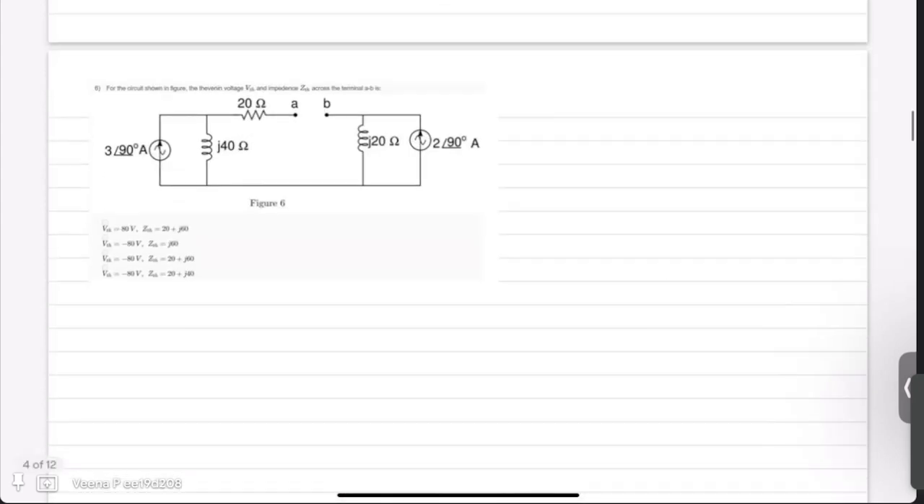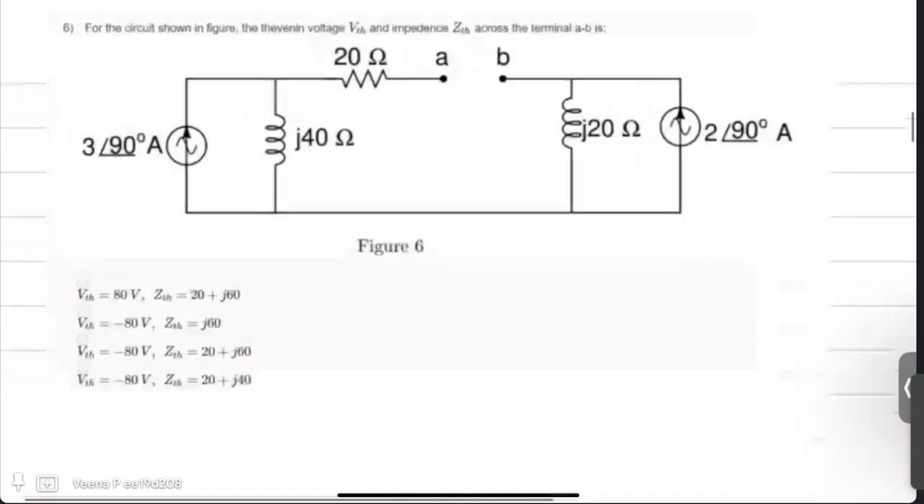Let us move on to the next problem. Please go through this problem.